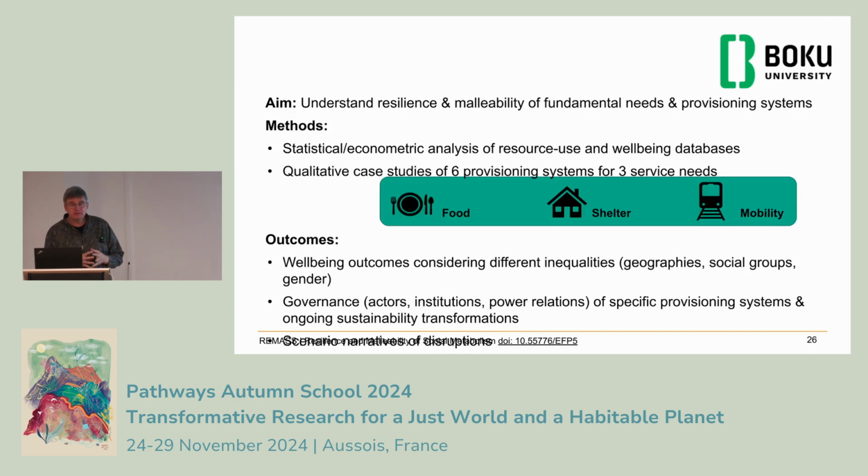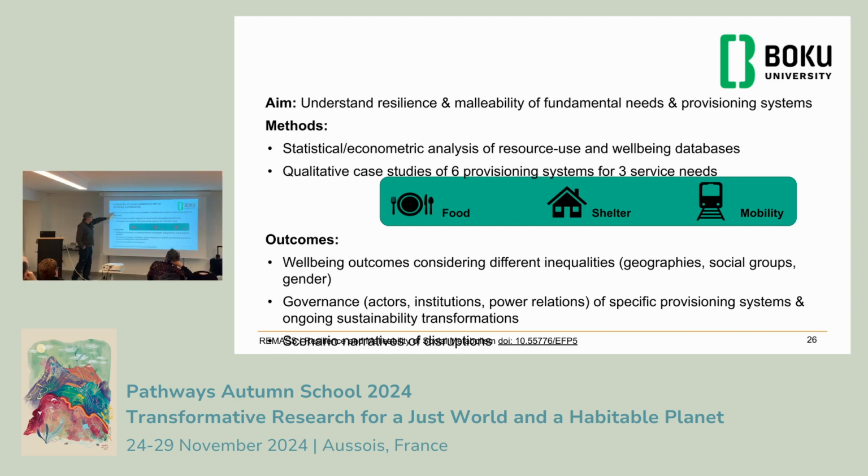And then this comes to the part where Shonali plays a big role. We also want to look at malleability of social metabolism, meaning to what extent can it be influenced purposively through policies, and there you have to look at actors, institutions, and all these issues. And we do 6 provisioning systems for 3 service needs: food, shelter, and mobility.